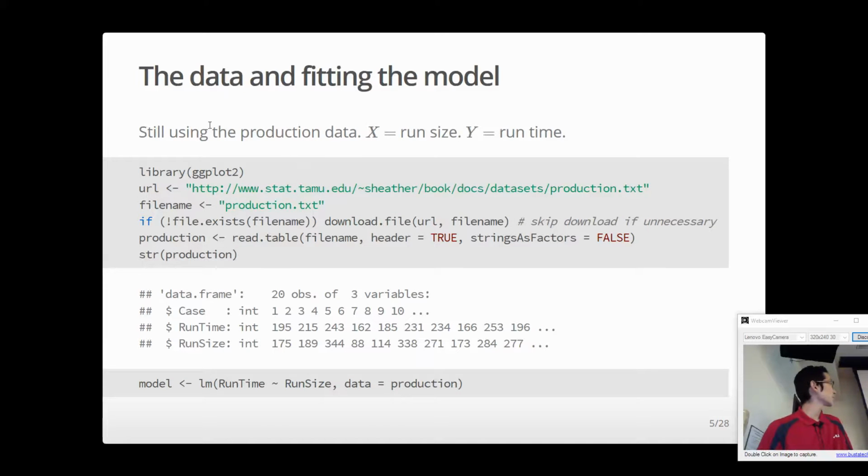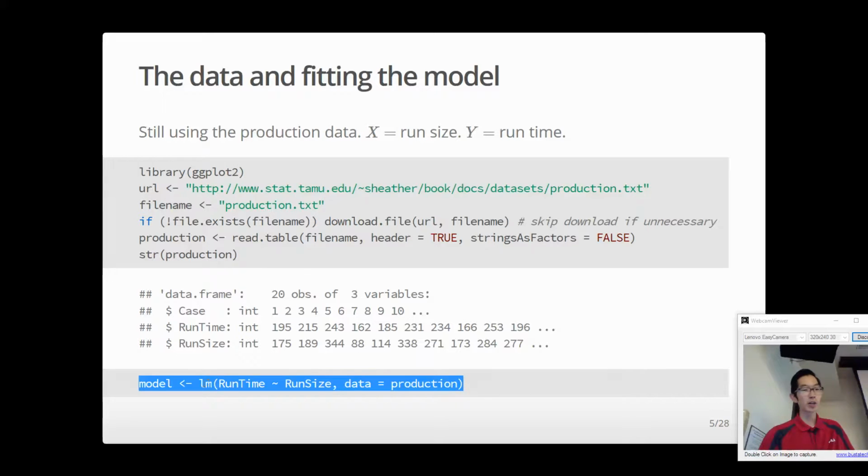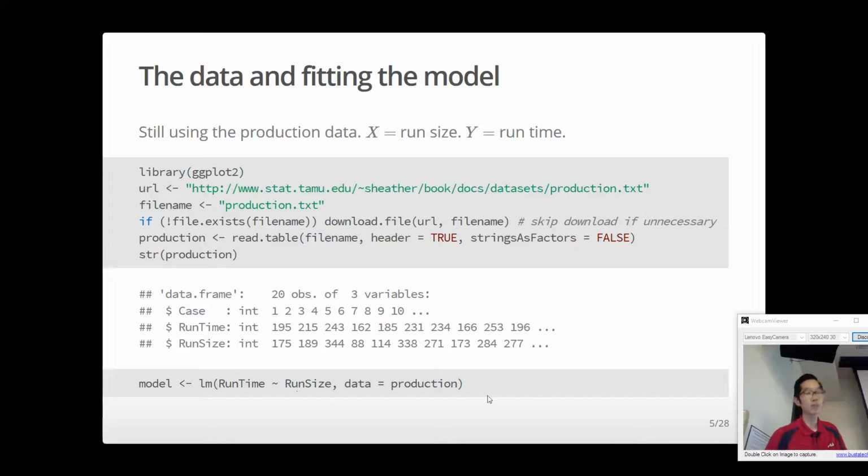Okay, so this is the data. We're still going to use the same production data. We're creating an estimate for run time based on the run size. So we're relating y to x, and these are the commands. We just do this in R: linear model of runtime based on run size, where your data is the production data, and we're going to store this into the object model.